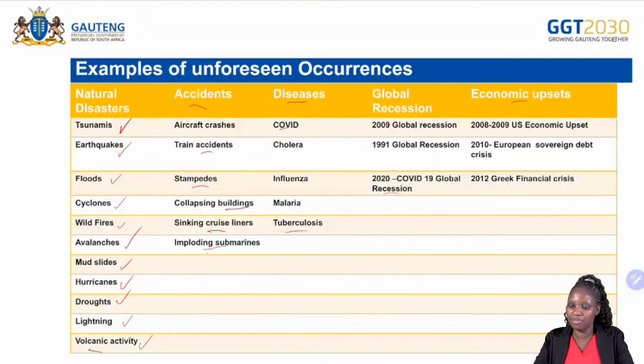Okay. And then economic upsets. We've got the 2008 to 2009 US economic upset, and then the 2010 European sovereign debt crisis. And then in 2012, there was the Greek financial crisis.